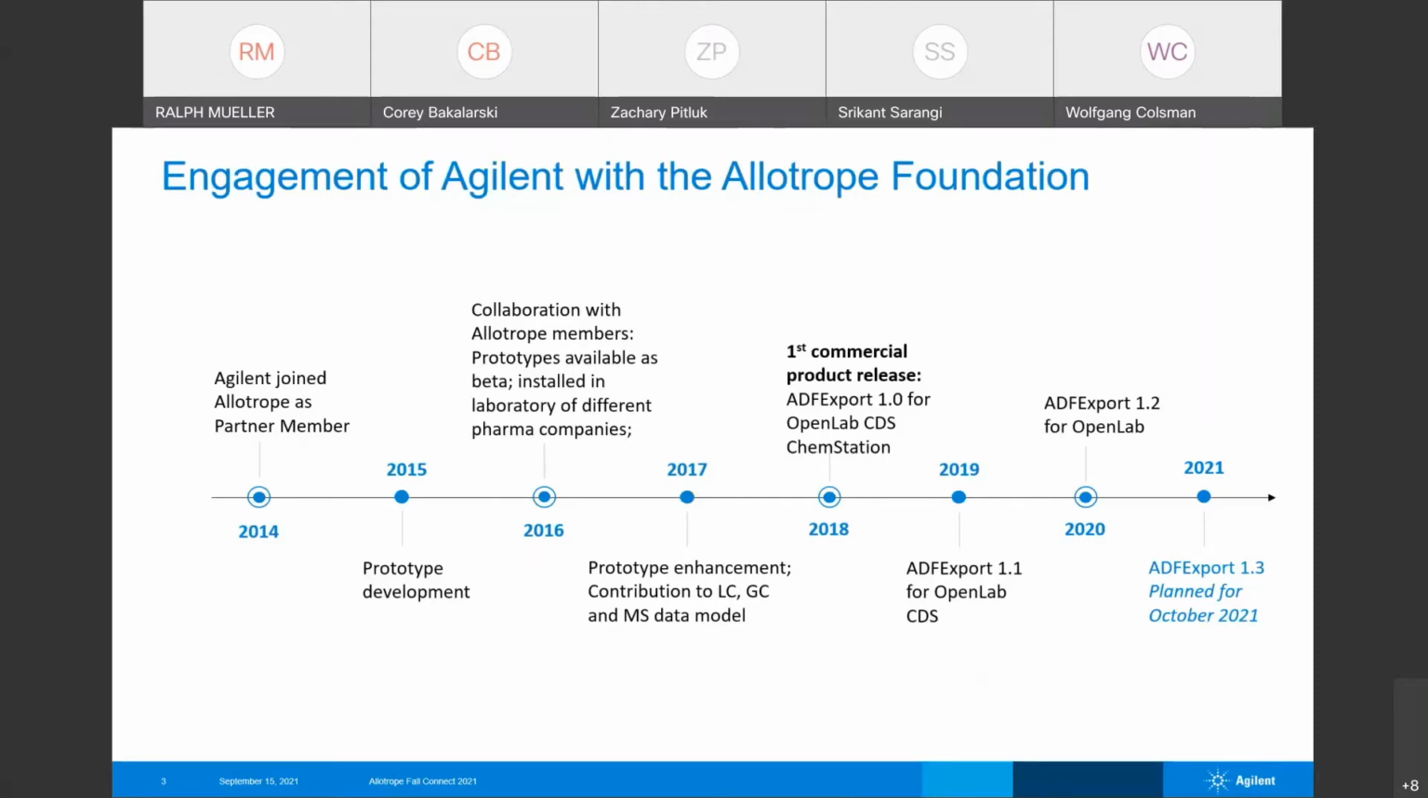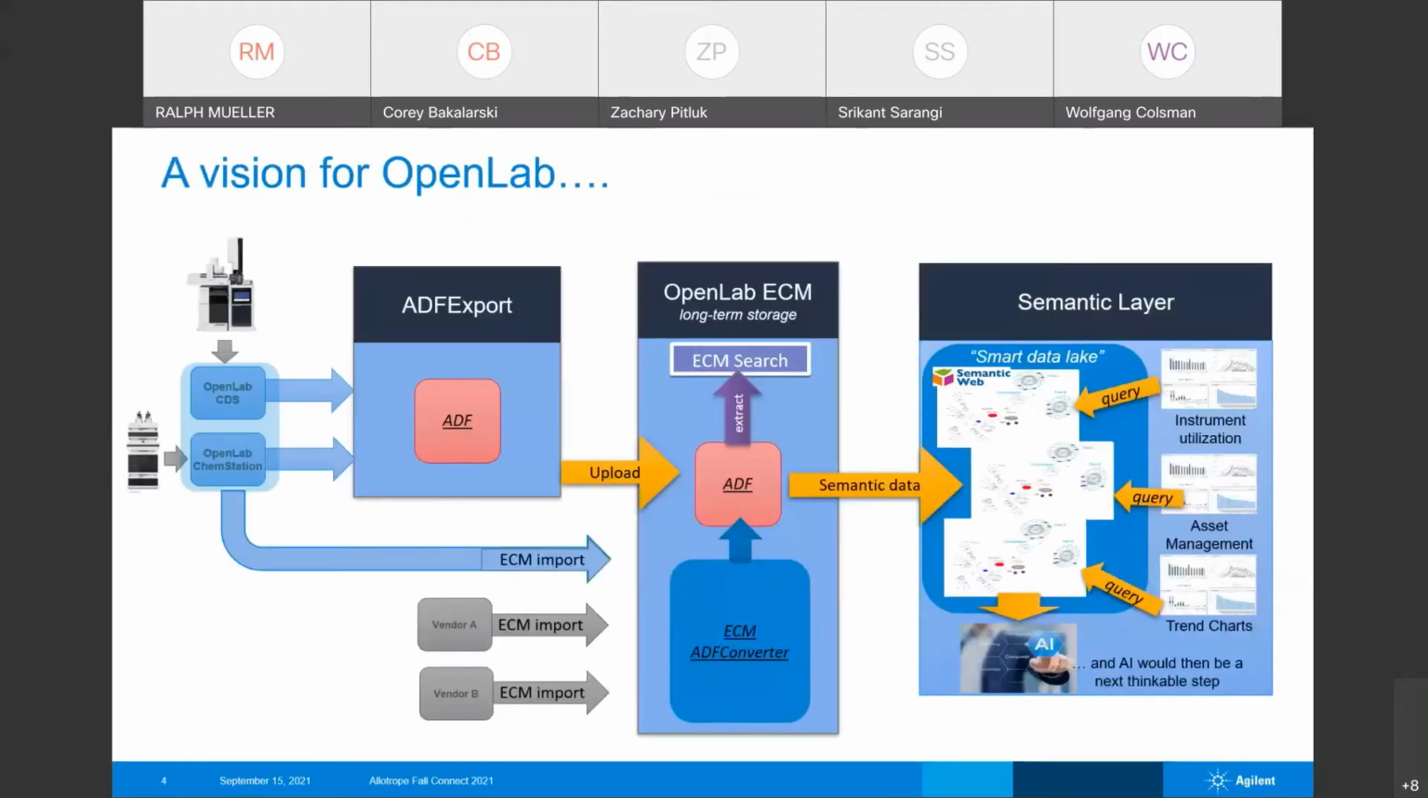2021-4. So just a brief look over the engagement Agilent has with Allotrope. We started in 2014 as a partner member, and our first commercial release, ADF Export 1.0 for OpenLab CDS ChemStation, was in 2018. Now we are planning to release ADF Export 1.3 in October 2021, and I will discuss in detail what we introduced there. But first of all, I want to start with a vision for OpenLab, which also gives you an overview where we are today and what we are planning in the future.